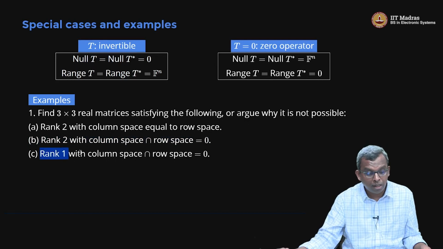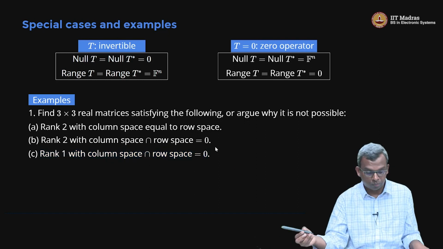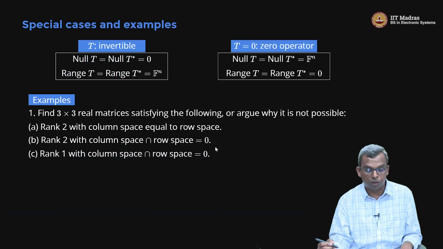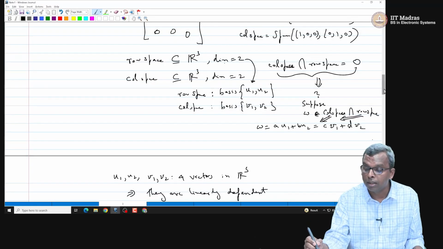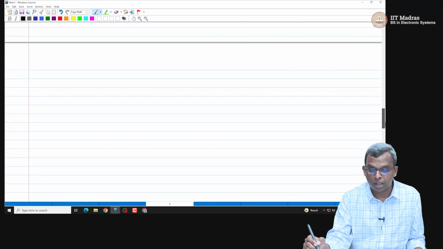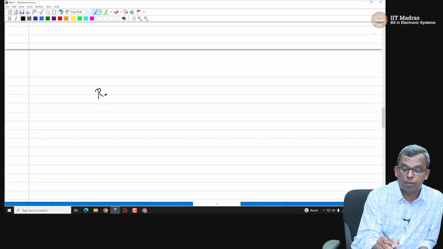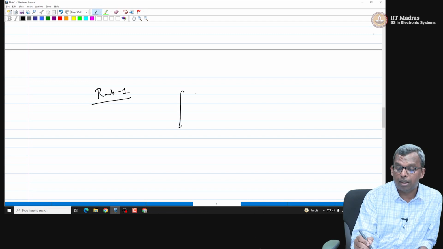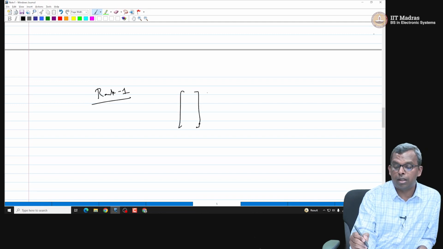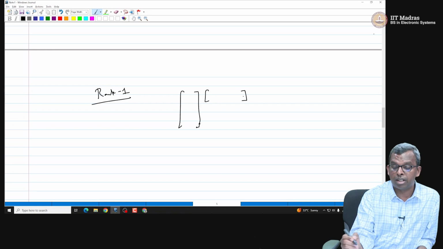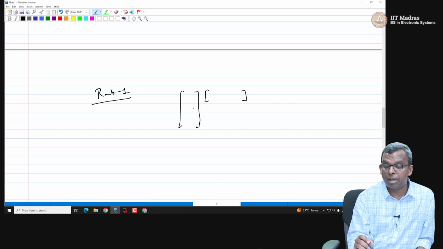Can you have rank 1 with column space intersect row space equal to 0? This should be possible, because if you have rank 1, then that will work out. In fact, in any space, rank 1 matrices are very easy. Okay. So, any rank 1 matrix will have this form.